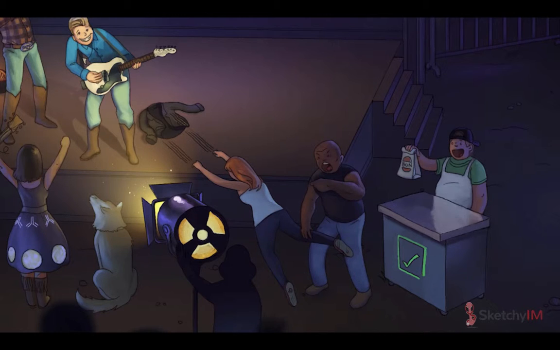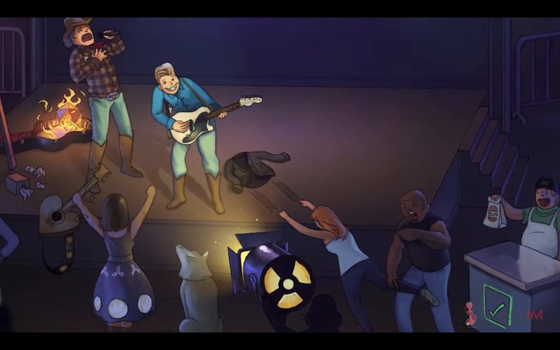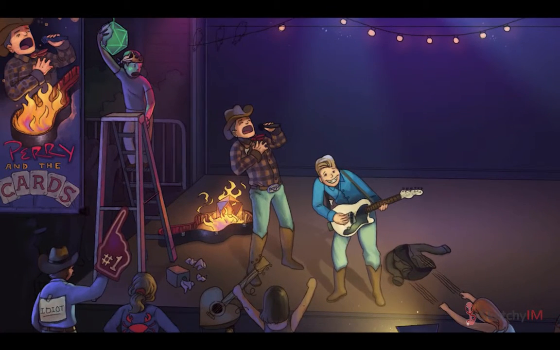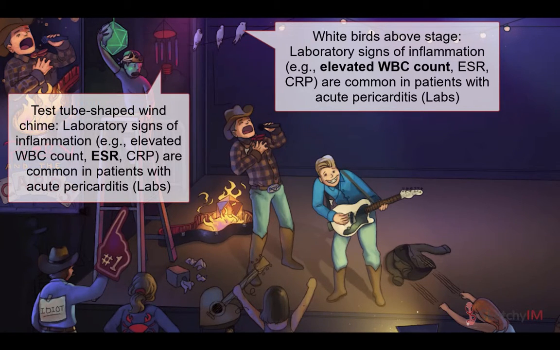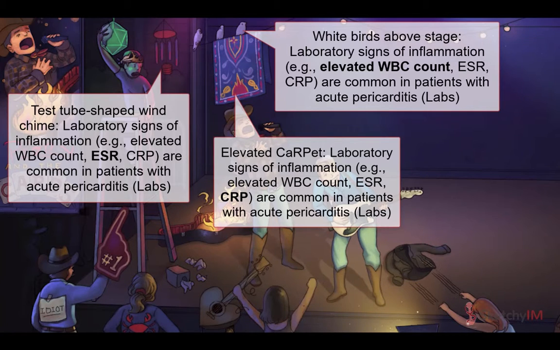Since acute pericarditis is an inflammatory disease, laboratory signs of inflammation are common findings. These include an elevated white blood cell count, represented by a recurring sketchy symbol, the elevated white birds; ESR, represented by this elevated wind chime, complete with test tube shaped chimes and rouleau in the middle; and CRP, represented by this elevated CRP carpet.